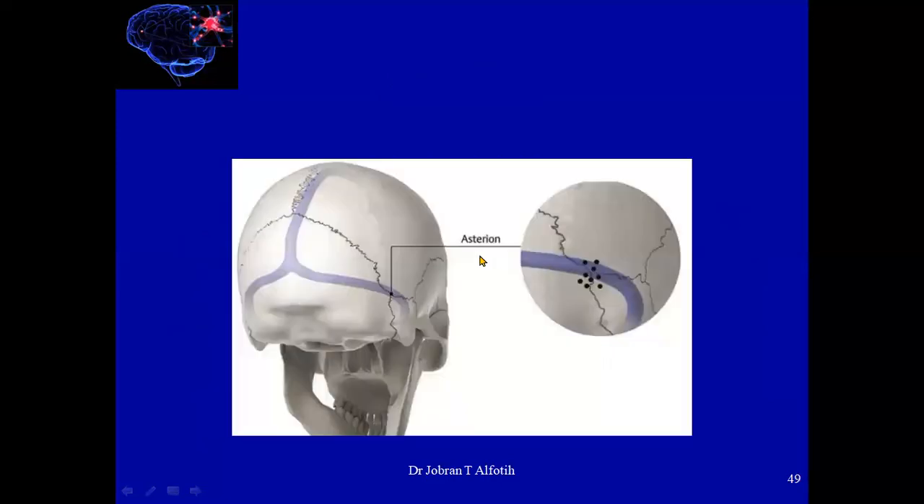As we see here, this is the Asterion, here is the lambda, here is the parietomastoid suture, and here is the occipitomastoid suture. The meeting point is called the Asterion. Below the Asterion is our craniectomy, which we do for CP angle tumors.